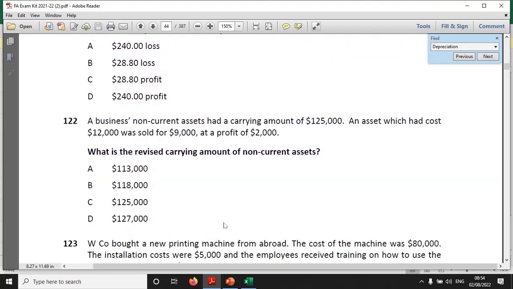The last question and we are done. You do the rest of the question, Mr. Elijah. A business non-current asset had a carrying amount of 135,000. An asset which at the cost of 12,000 was sold for 9,000 at a profit of 1,000. What is the question? What is the revised carrying amount of the non-current asset? A register. Nice question. So you know what you need to do is to find the CV of the disposed asset. You know how to do it.